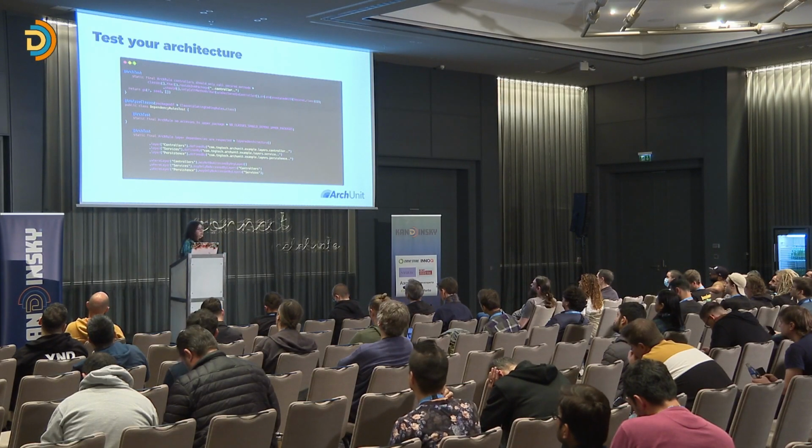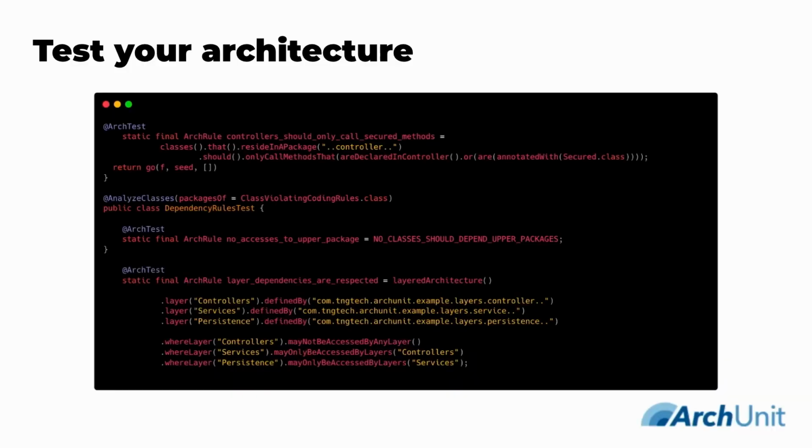Test your architecture. The only code that I have in my presentation, but it's very worth it. These are architecture tests. This framework called ArchUnit helps us to avoid the definition of architecture drifting over time. Because it's a set of guidelines, and they're automated. For example, in here, the services may only be accessed by controllers. Persistence may only be accessed by services. Easy to read, easy to implement.